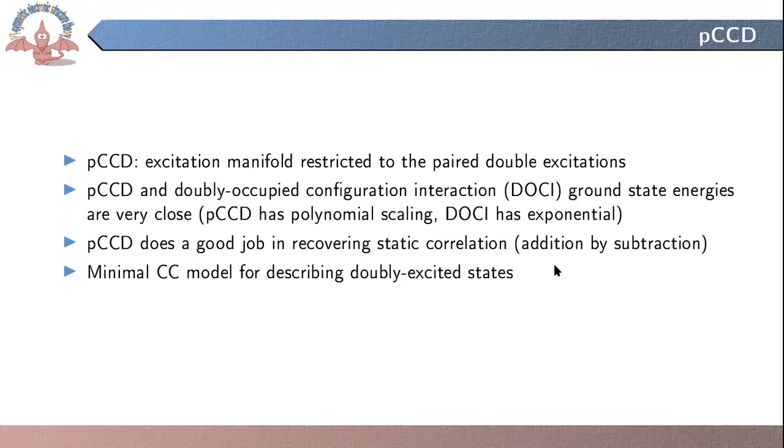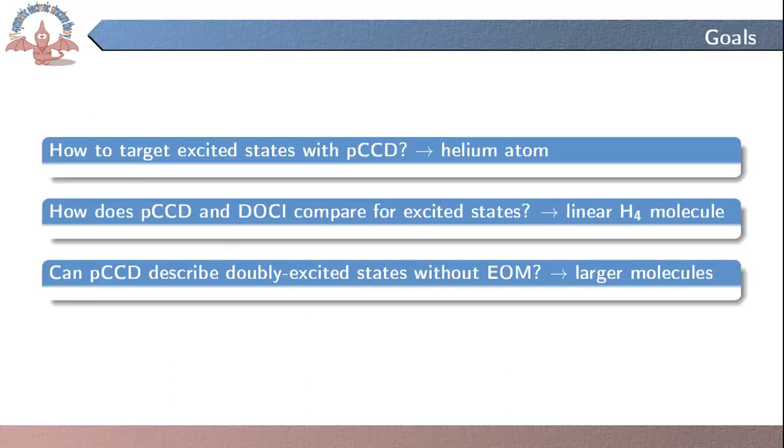So in the past, people have tried to model double excited states, for instance, starting with PCCD and doing equation of motion on top of it. And now here we're trying to approach it in a different way. So the main goals we have here are the following. First, how to target excited states with PCCD.